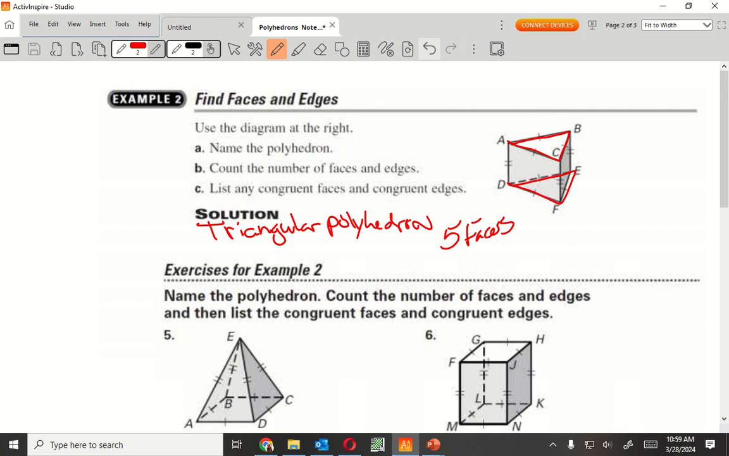And then how many edges? If you go through and do this, it makes life easier. You said what? 6? I think so. You think 6. Okay, let's see. So I'm just going to trace over each one and count. 1, 2, 3, 4, 5, 6, 7, 8, 9. Yes, no, maybe?